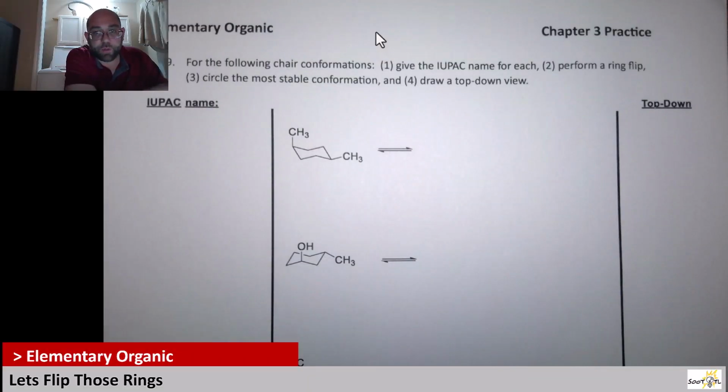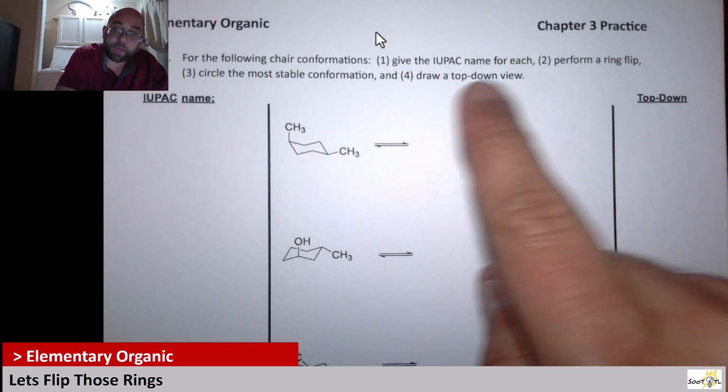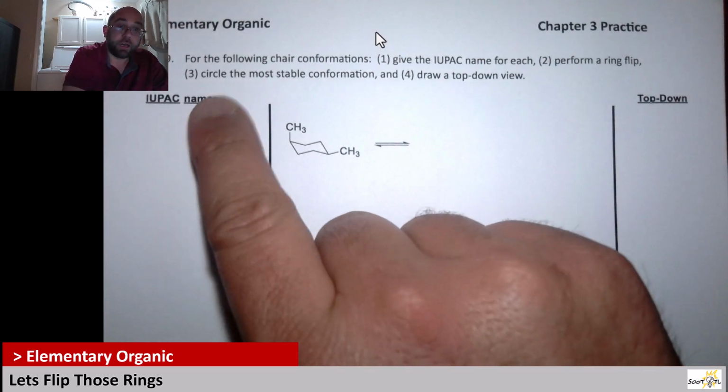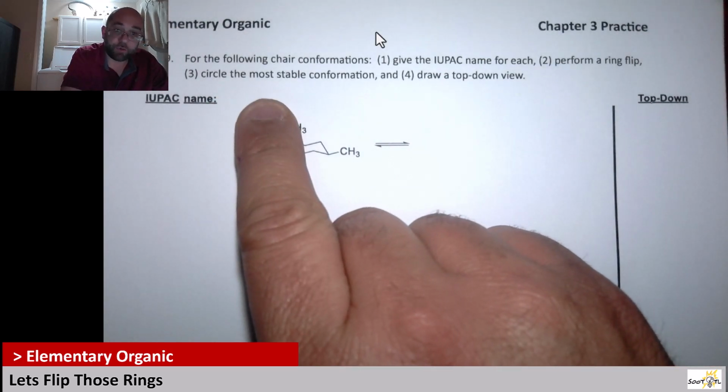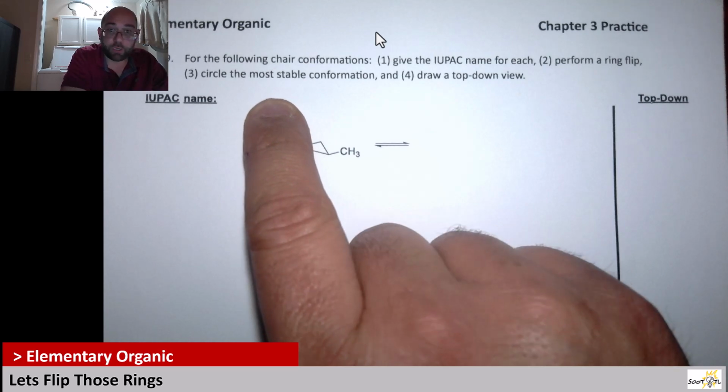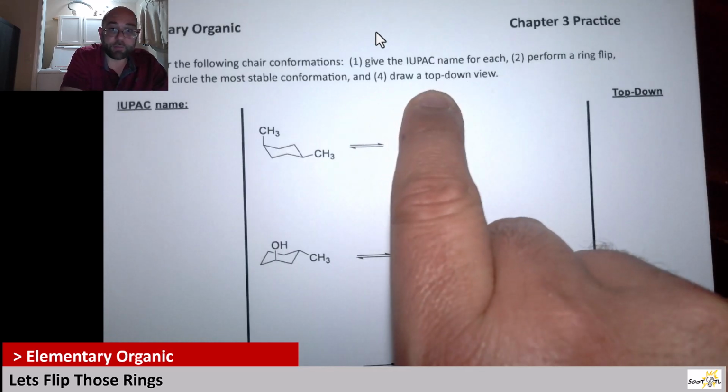Alright, y'all, this will be our last video for Chapter 3 practice, or at least our fifth one. This is looking at more chair conformations, where given a chair conformation, can you give the IUPAC name? Can you perform a ring flip? Can you determine is the original or the ring flip more stable, which one? And then also drawing a top-down view.